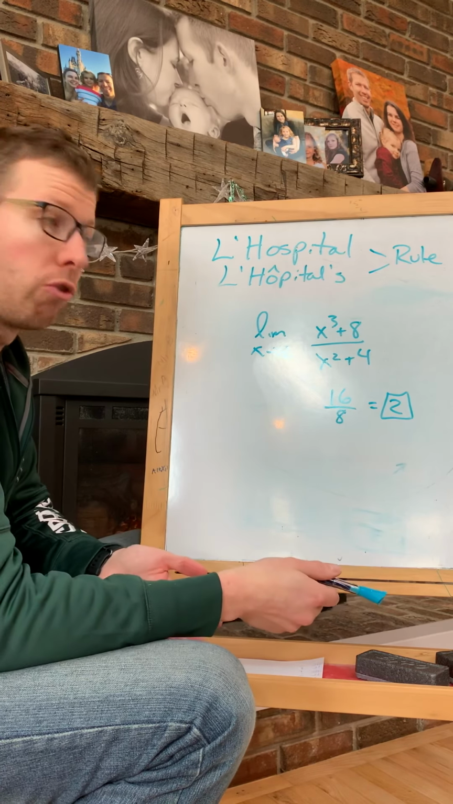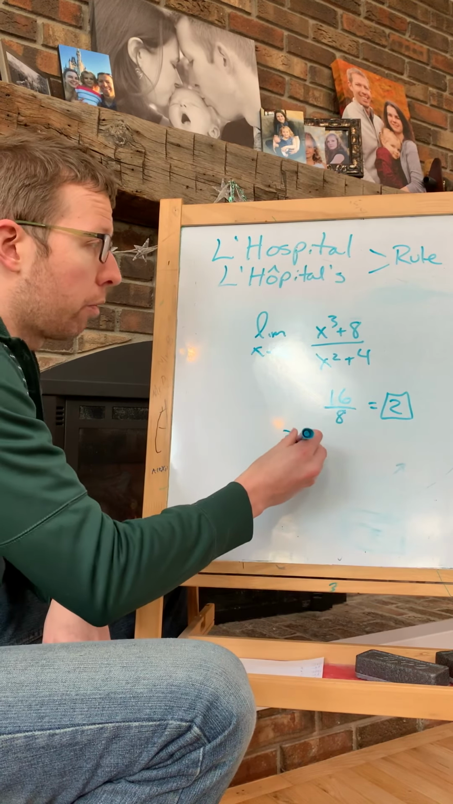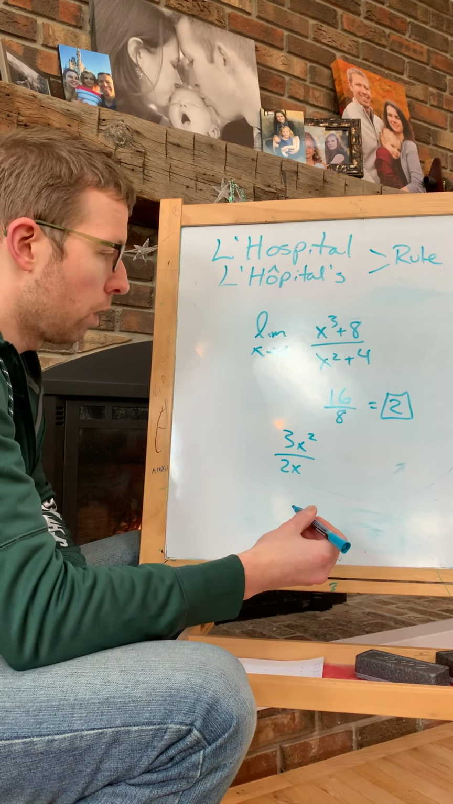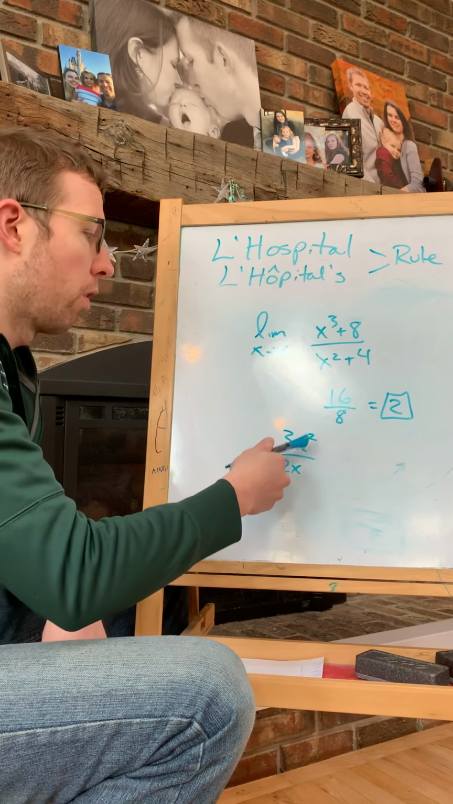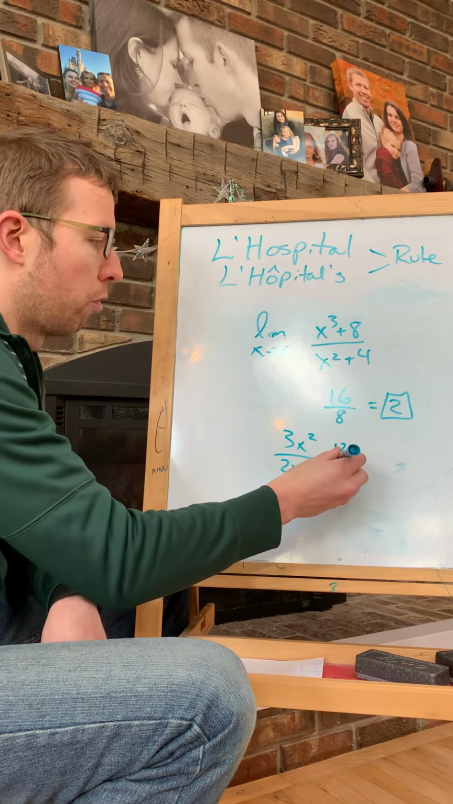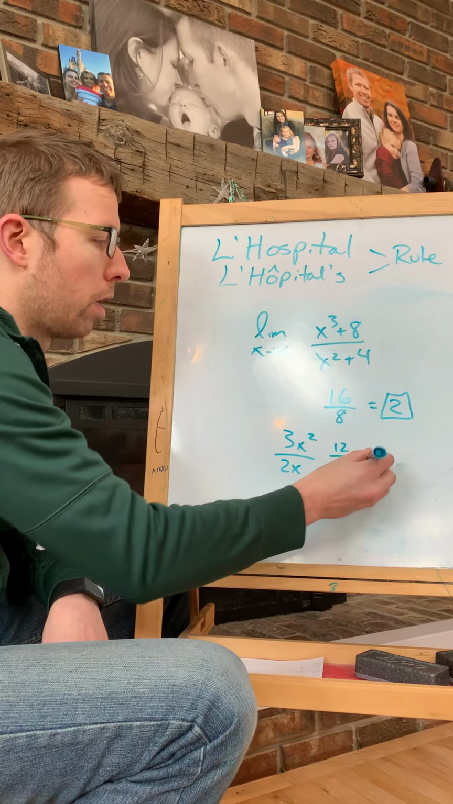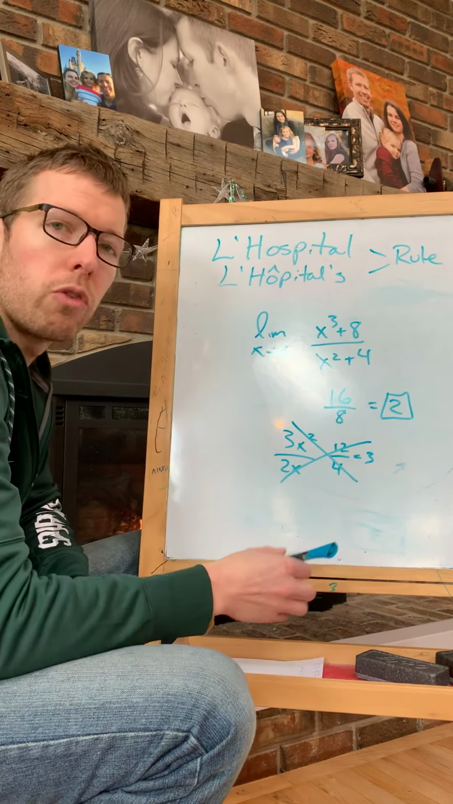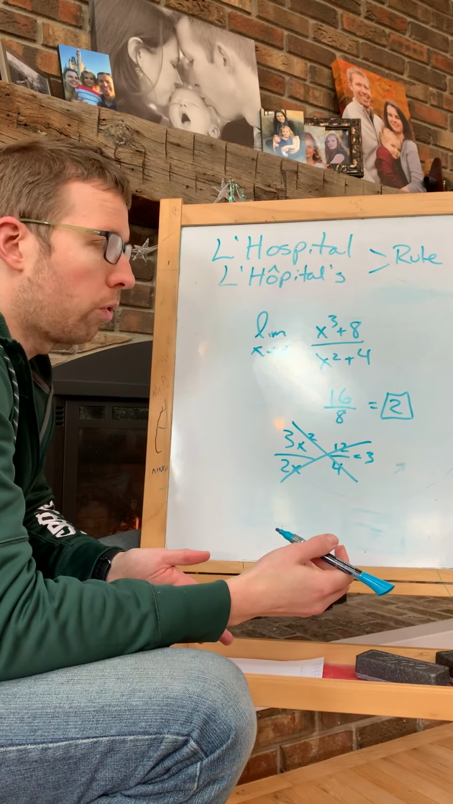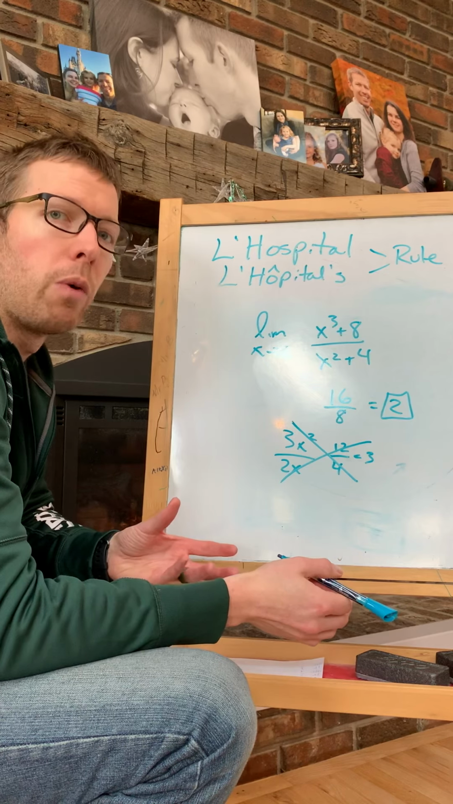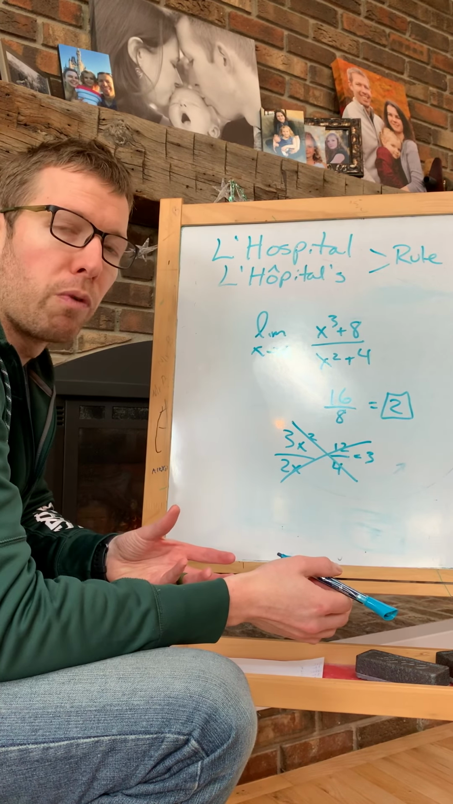If I had used L'Hopital's rule, I would have had 3x squared divided by 2x. And if I had plugged 2 into that thing, I would have gotten 4 times 3 is 12, divided by 2 times 2 is 4, which would be 3, which is not the value that I'm looking for. So don't assume that you can always use L'Hopital's rule. Again, in order to use L'Hopital's rule, you first have to show that you get one of those indeterminate forms that we talked about before.